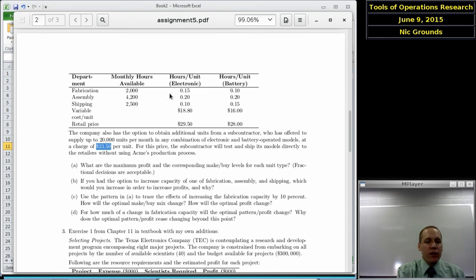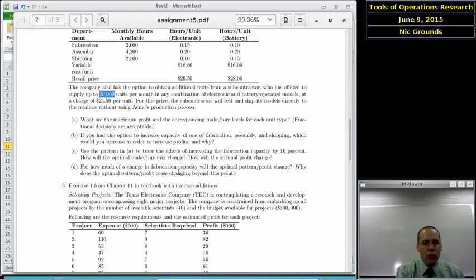The constraints on what we make involve three different numbers of hours available. The constraint on what we subcontract, that is, what we let the contractor make for us, is just a set number. We can't have them make more than 20,000 total units in whatever mix of the two kinds we want. And again, we're trying to maximize profit. So that was four decision variables. It looks like probably four constraints, and then obviously the objective.